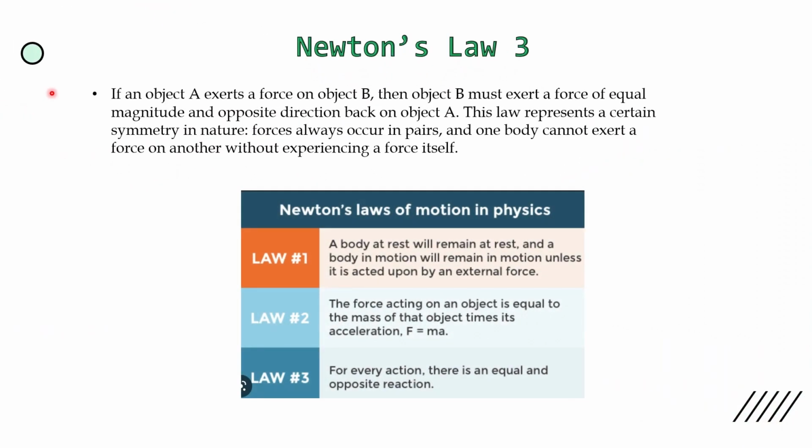Newton's third law states that if an object A exerts a force on object B, then object B must exert a force of equal magnitude and opposite direction back on object A. This law represents a certain symmetry in nature. Forces always occur in pairs, and one body cannot exert a force on another without experiencing a force itself.